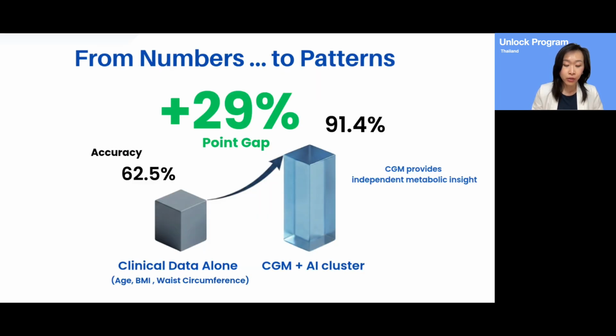Using conventional clinical variables alone, classification accuracy was 62.5%. When CGM features were added, accuracy increased to 91.4%. This was a 29% improvement in classification performance. Overall, CGM provides important metabolic information beyond conventional screening. In other words, CGM helps us move beyond numbers toward metabolic patterns.